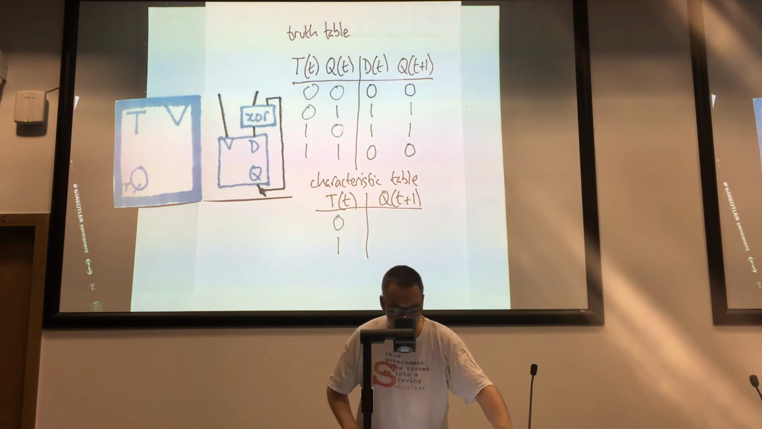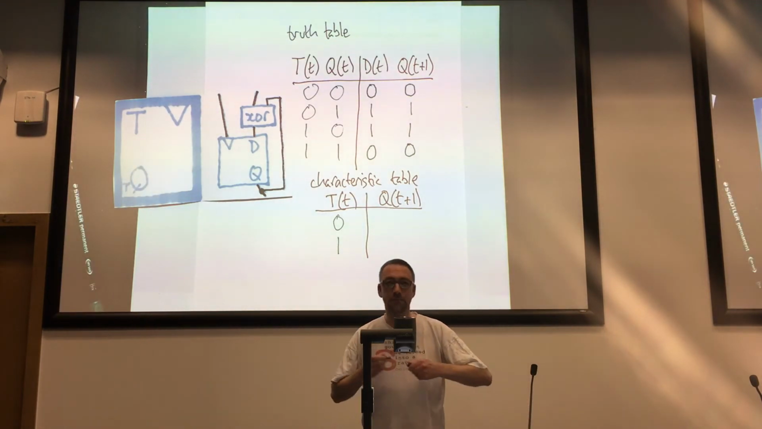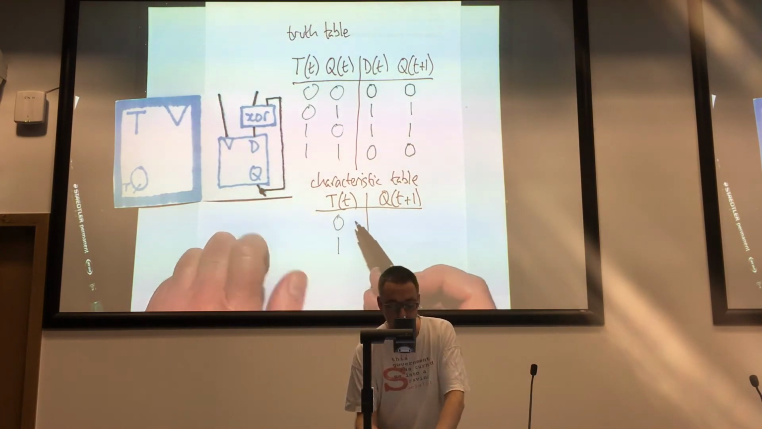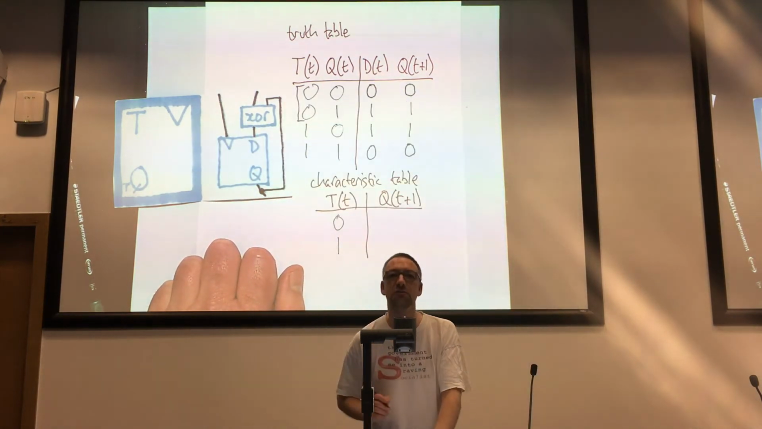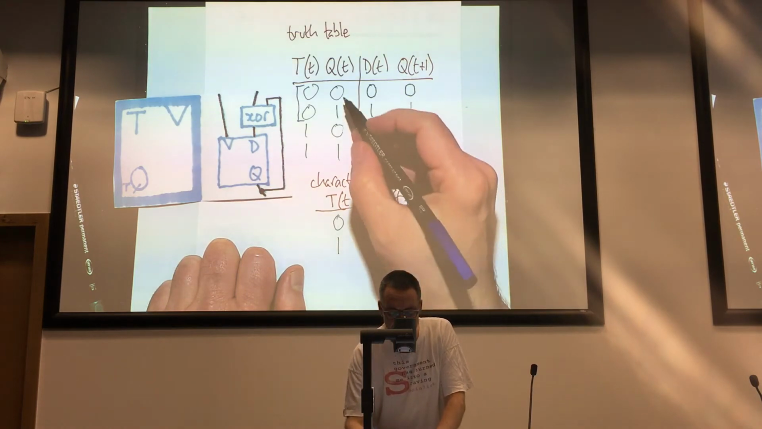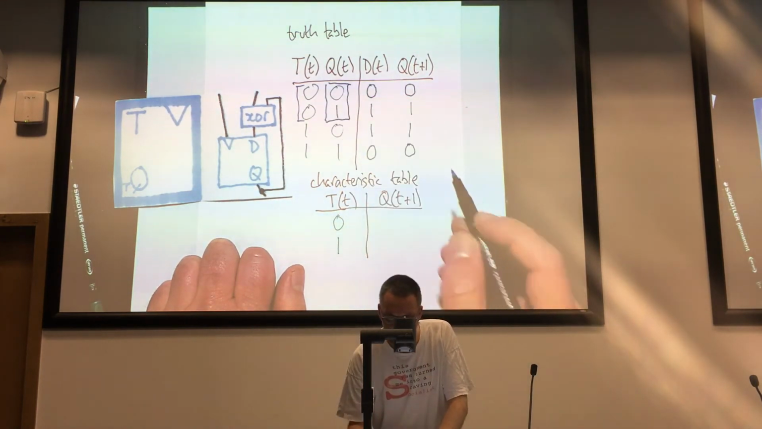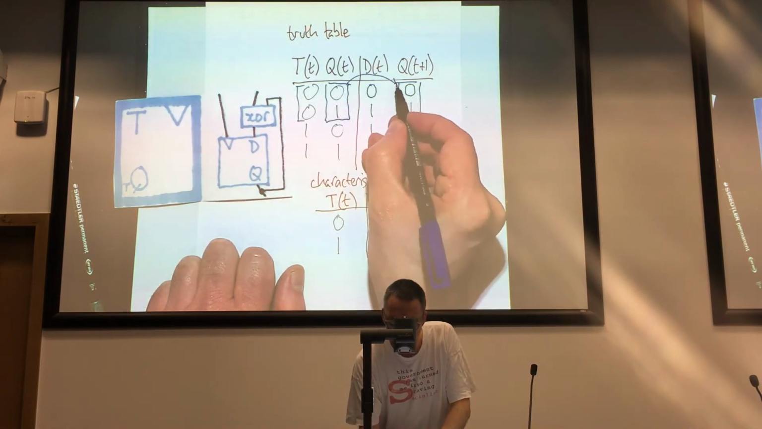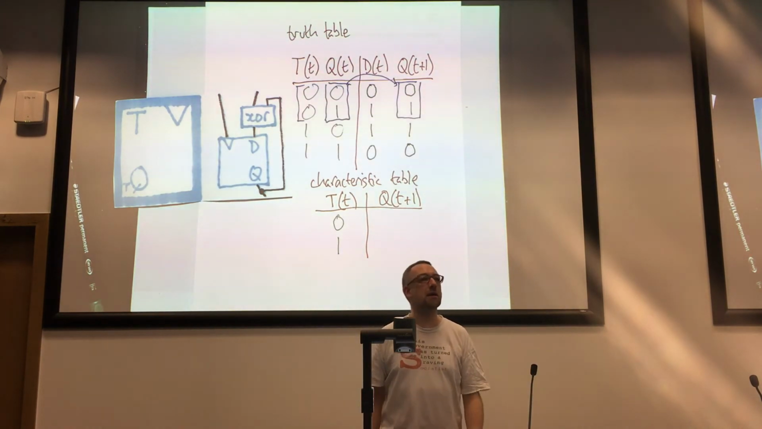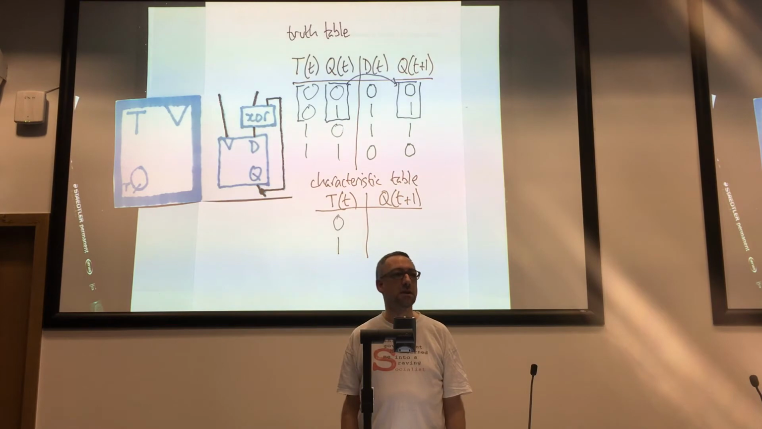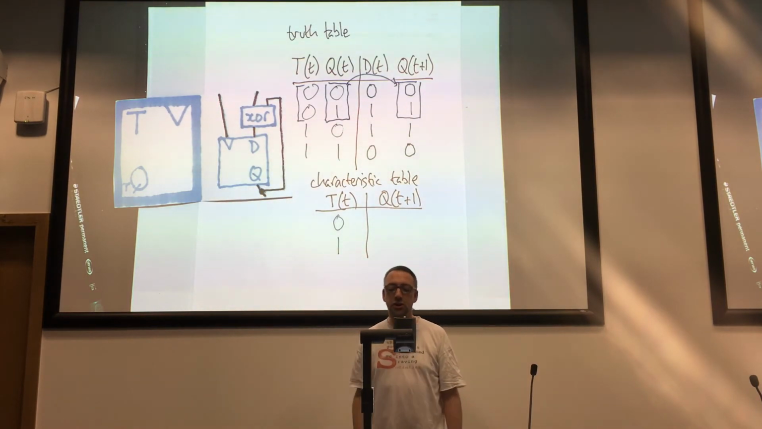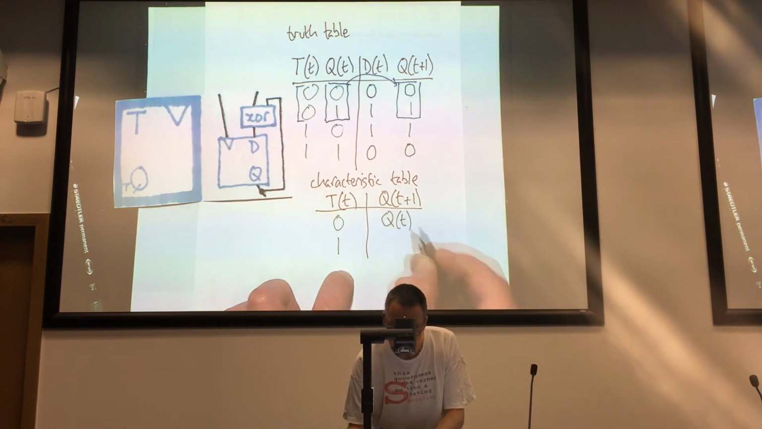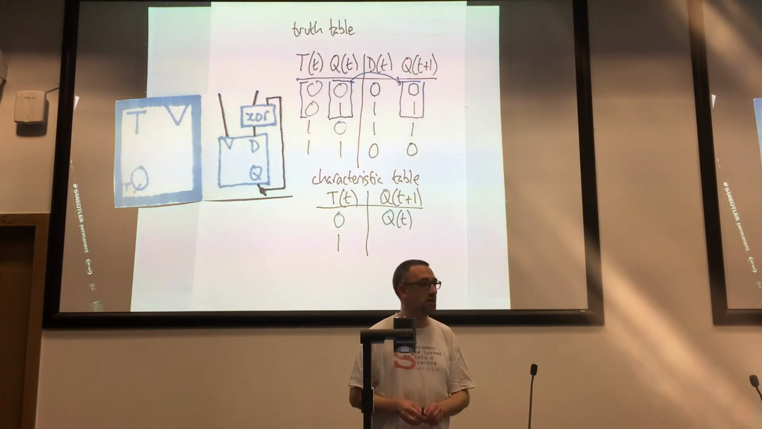Okay, so here's how you figure out a characteristic table from a truth table. You need to look at pairs of rows, right? When big T is 0, that means we're in one of these two lines of the truth table. And you can see that if this is what Q of t used to be, this is what Q of t plus 1 will become. So, what's happening? Yes, in both cases, Q of t plus 1 is the same as Q of t. So we write Q of t as the formula in the output column of the characteristic table.